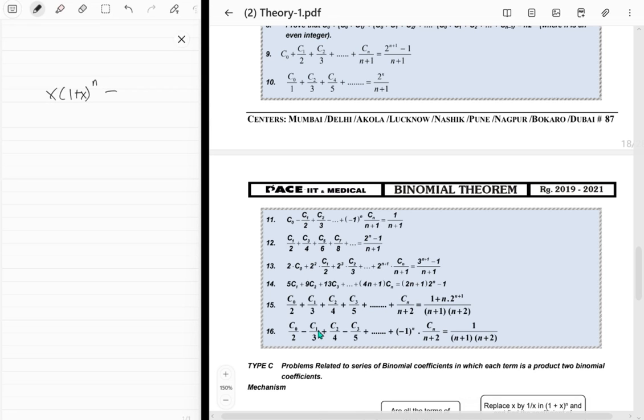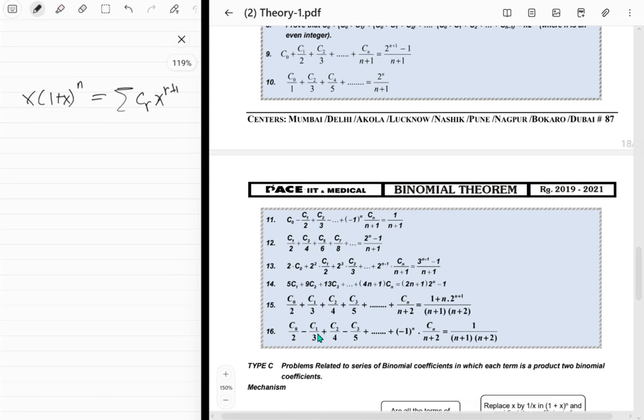That's going to be the summation of Cr x power r plus 1. And now you can just integrate this and go from 0 to 1 directly. In the next one, you also want to go to negative 1, so we'll just go from 0 to x instead.